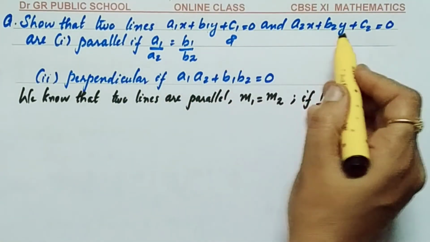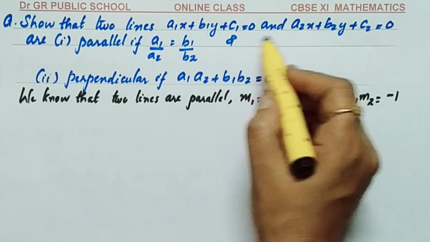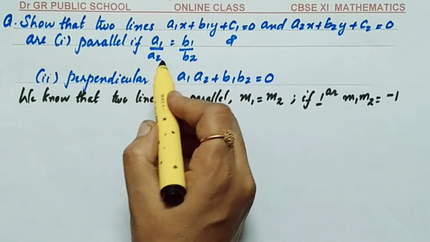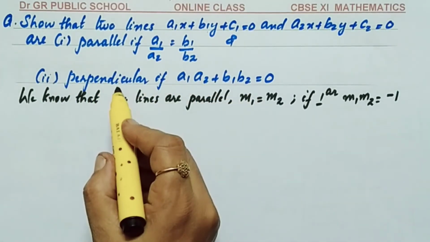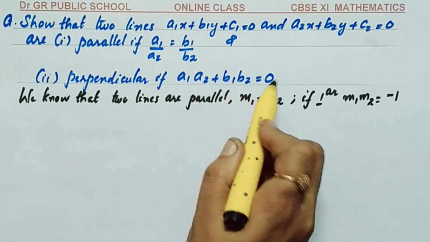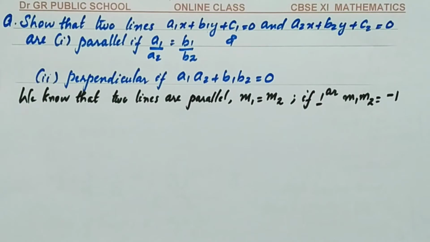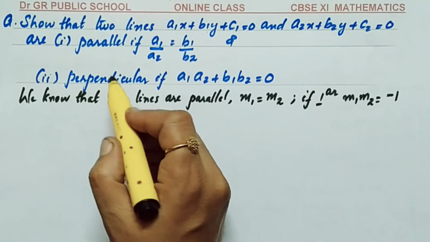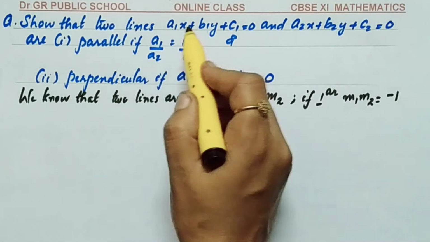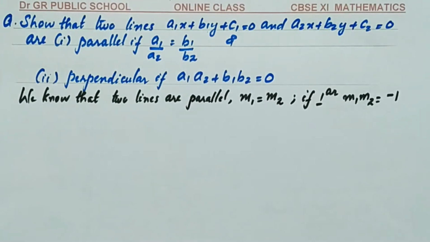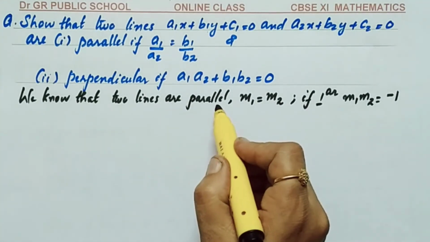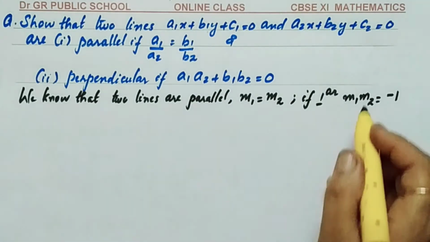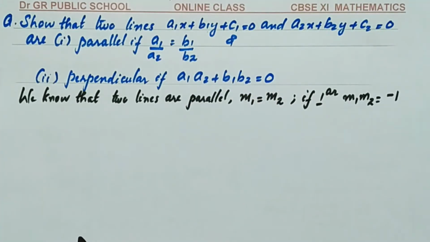Next is a very important question as far as result 2. Show that two lines a1x plus b1y plus c1 equal to 0 and a2x plus b2y plus c2 equal to 0 are parallel if a1 by a2 equals b1 by b2 and perpendicular if a1a2 plus b1b2 equals 0. The conditions for parallel and perpendicular were already studied in terms of slope. Now we are going to study the conditions in terms of the coefficients of x and y. We know that two lines are parallel if their slopes are equal and perpendicular if the product of their slopes is minus 1. Using this result, we are going to prove the given question.